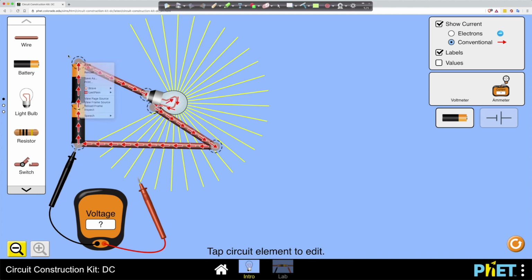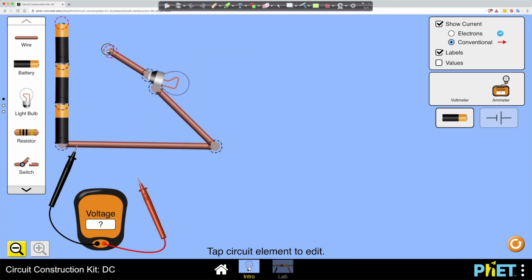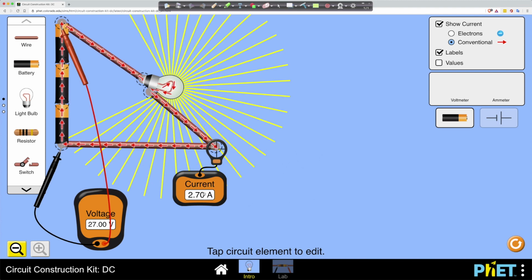Let's add a third battery. If we add a third battery, things should get even crazier now. So now when we add this third battery, the flow is even greater. So I'm going to add something that measures current. Current is the speed at which the electric flow is occurring. The higher the current, the faster the flow.